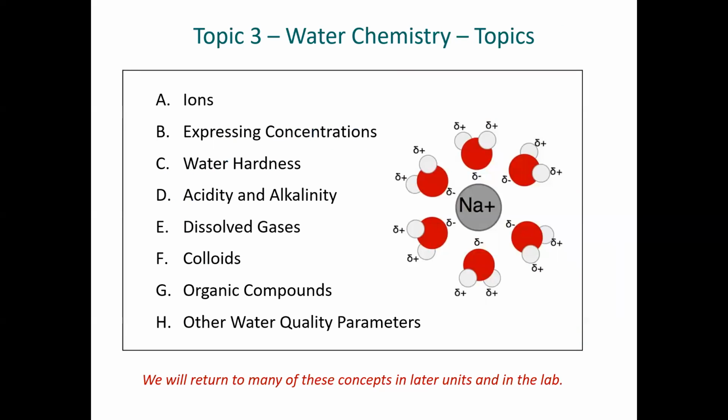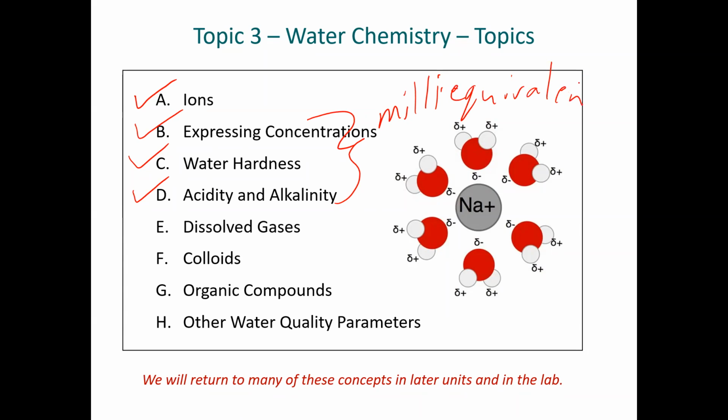Okay, so back to topic 3. If you take a look at this, we've talked about ions and expressing concentrations. We talked about water hardness, acidity and alkalinity, and all of these things included the Miller equivalence. So the Miller equivalence will be a big part of the test.